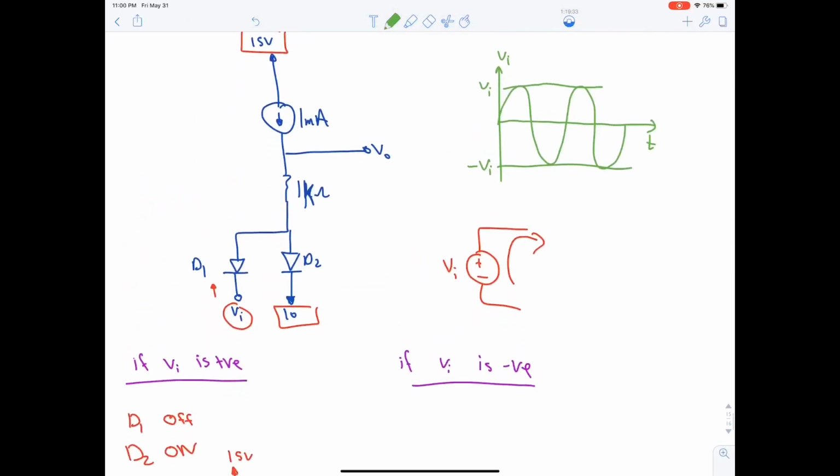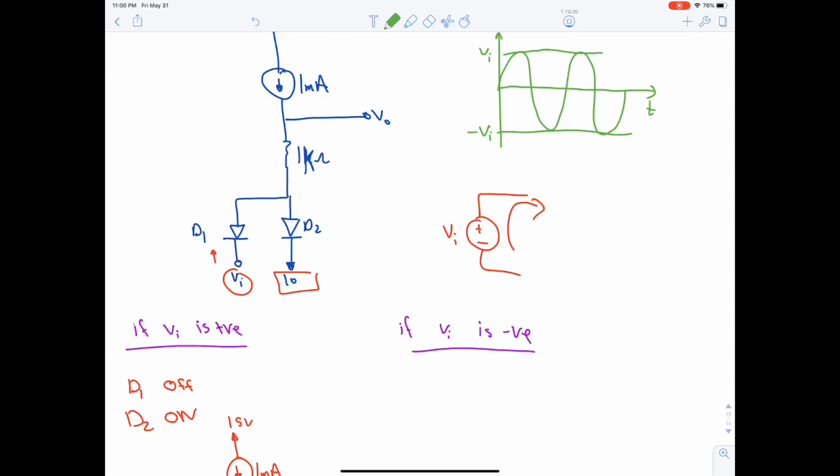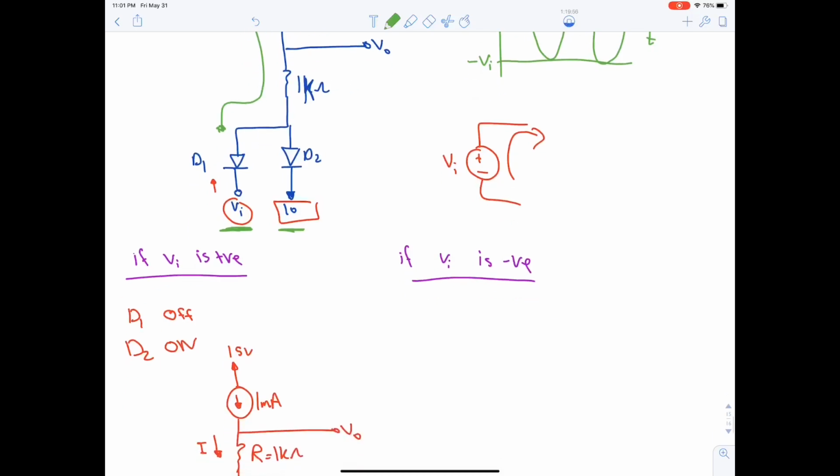if VI is negative. If VI is negative, which is smaller, negative or 10? Of course, it's negative, right? VI is negative, meaning it has negative numbers or values less than 10. So all the current will flow to VI. So no current will flow through 10. Therefore, D1 is on, D2 is off. Okay?